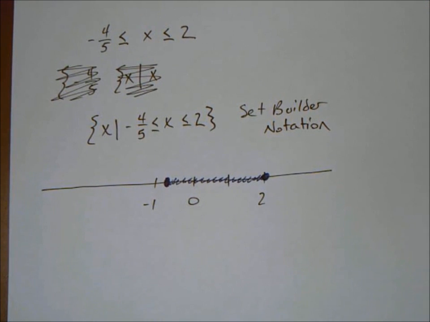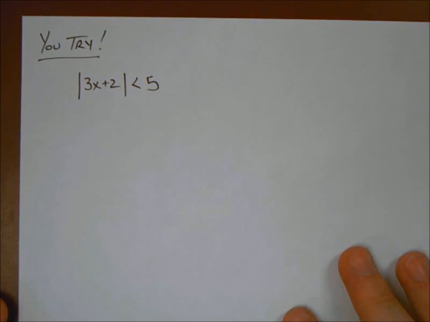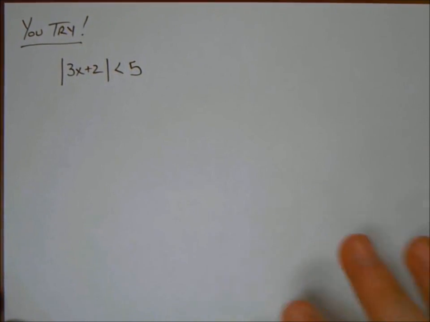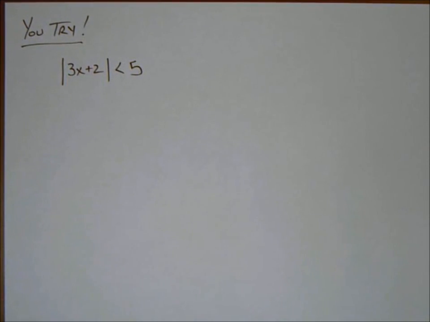So it's time for a U-try. And today's U-try is this absolute value inequality. The absolute value, 3x plus 2, is less than 5. Pause the video, give this one a try, and see if you can't get it right.